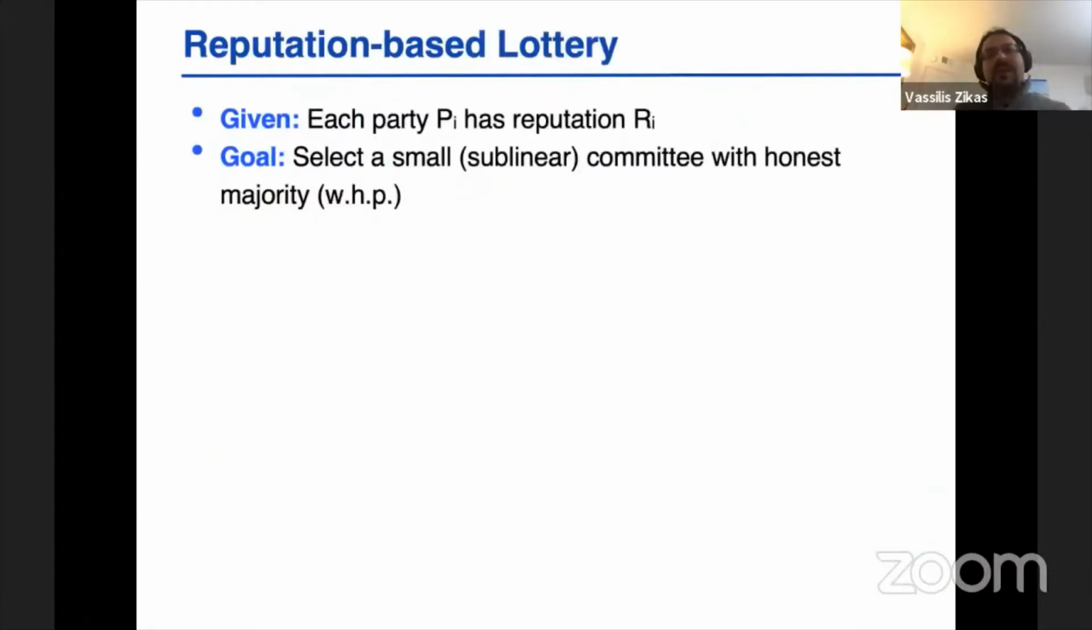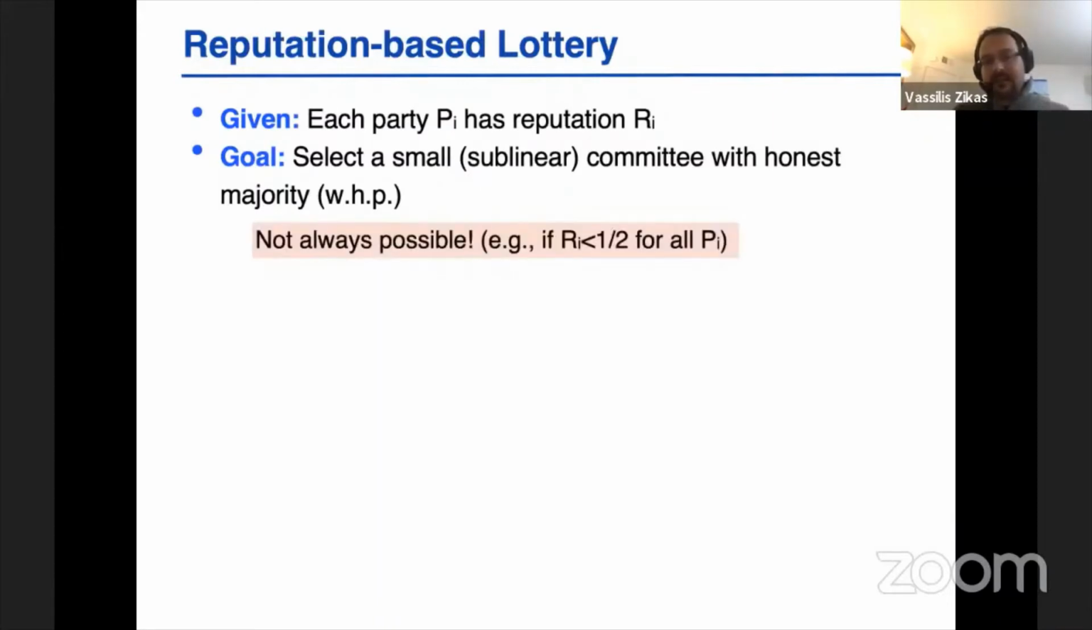So what is the challenge in such a protocol? The challenge is to select a sublinear, a small committee which has an honest majority. Now, is that always possible? The answer is no, and it's very easy to verify. If all the parties have very low reputation, say under 1/2, then there is very little chance that they're going to get honest majority committees, no matter how many parties you choose.